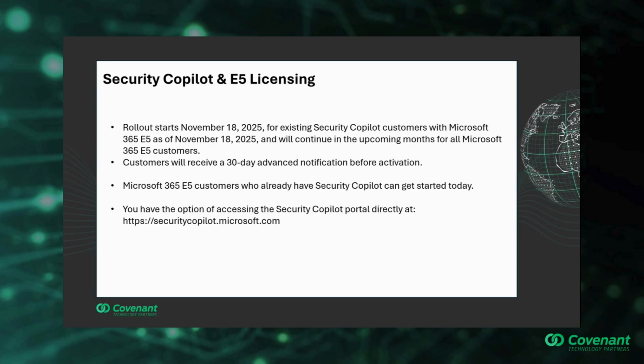More notes on the E5 association with Security Copilot. The rollout started last month for existing Security Copilot customers with Microsoft 365 E5 licensing. Moving forward through the upcoming months, Microsoft will be pushing this out to all 365 E5 customers. Customers should receive a 30-day advance notification before the features are activated.